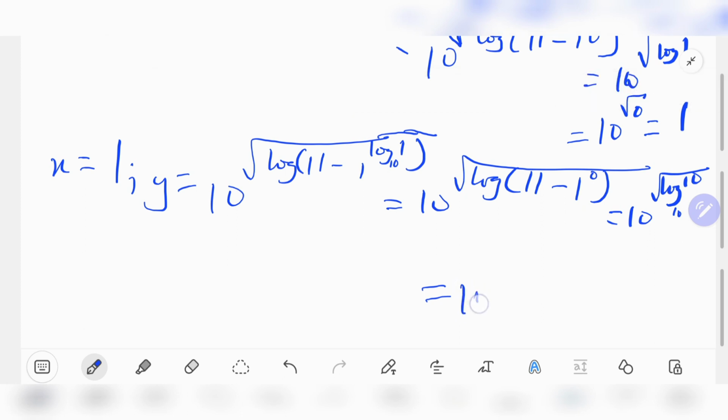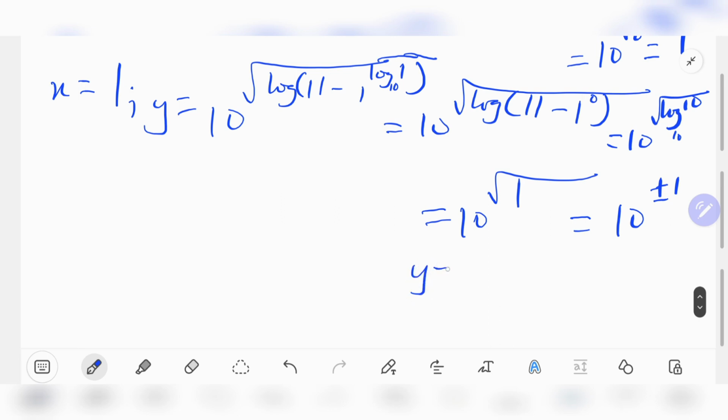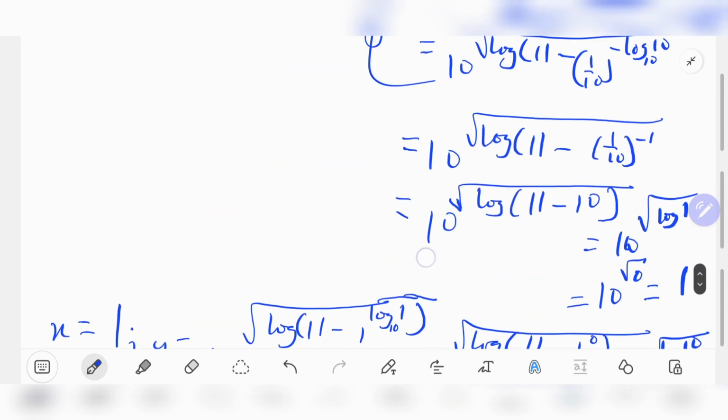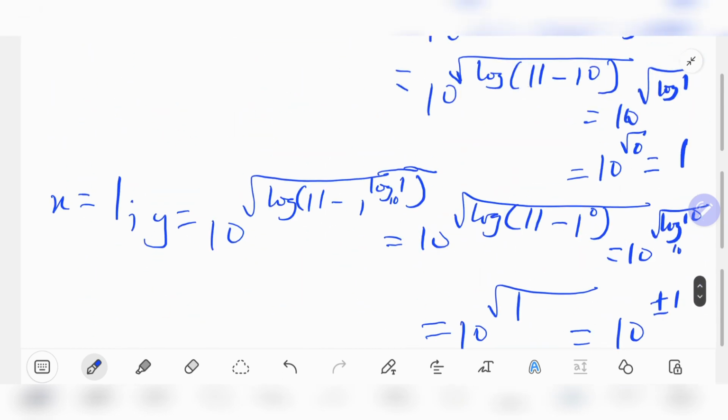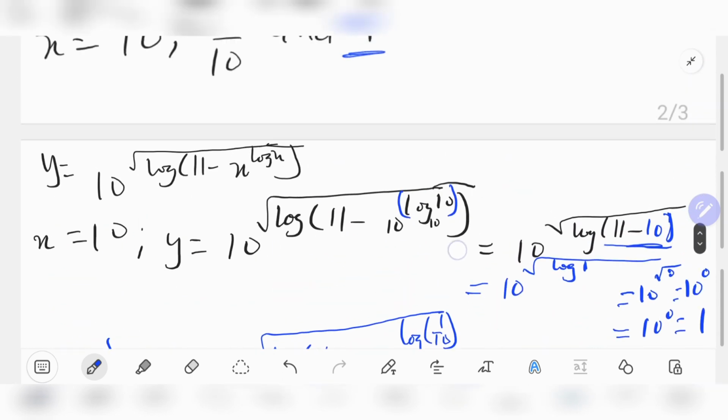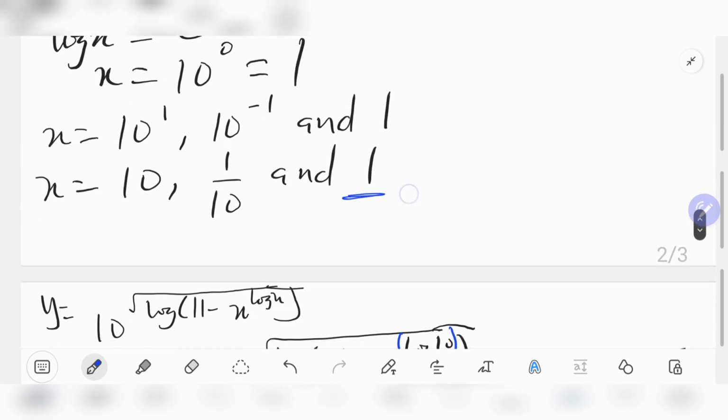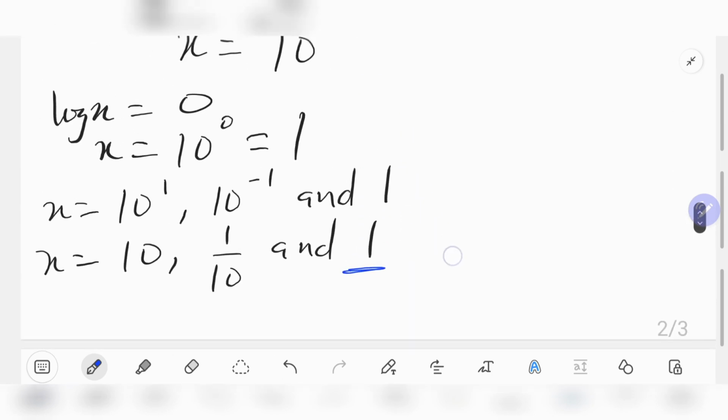So we are going to get 10 raised to the power square root of 1, and the square root of 1 is plus or minus 1. So we are going to get something like this. It means y for when x is equal to 1 will be equal to 10 and 1 on 10. So we are done with all our substitutions. We just have to write our final answer in a well organized way.